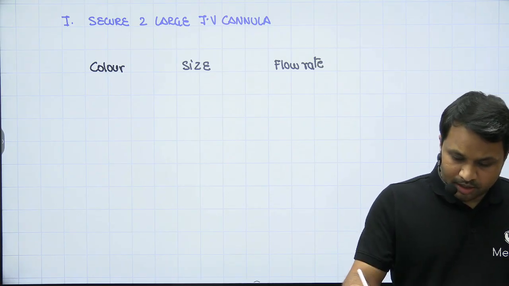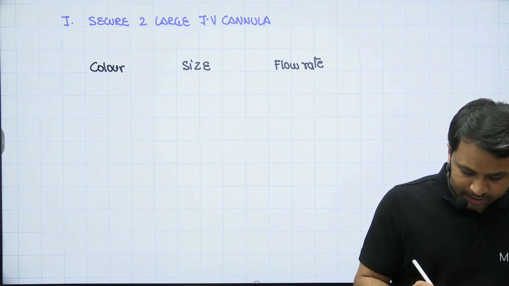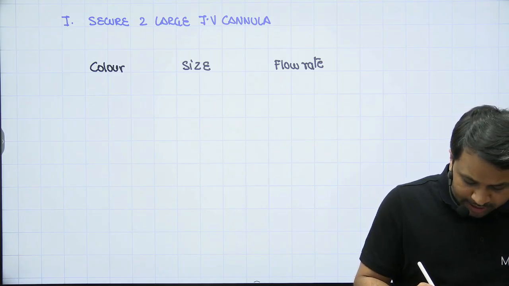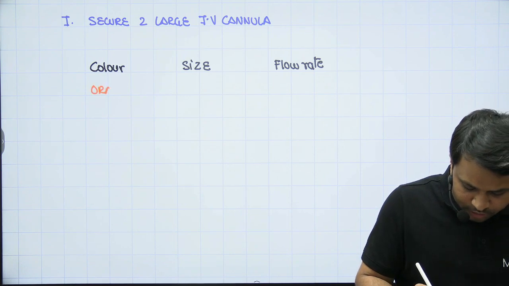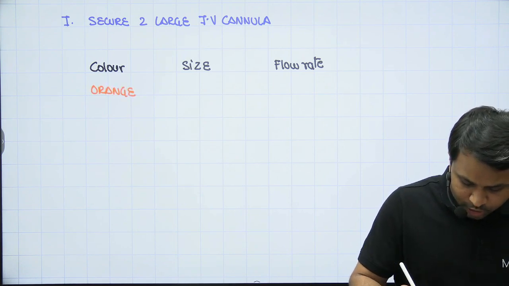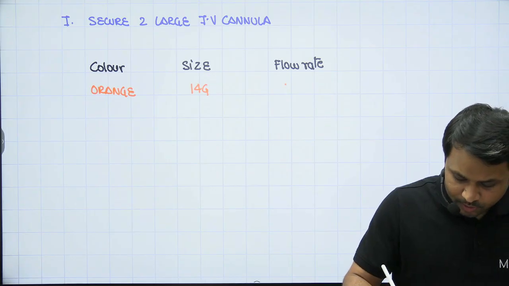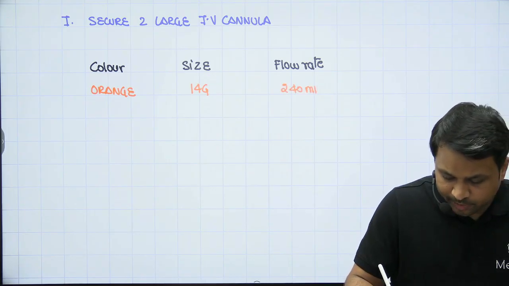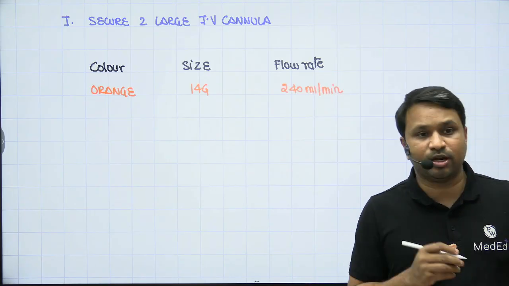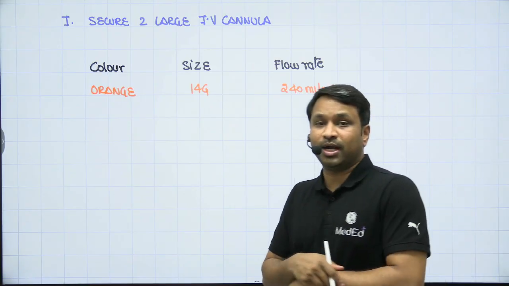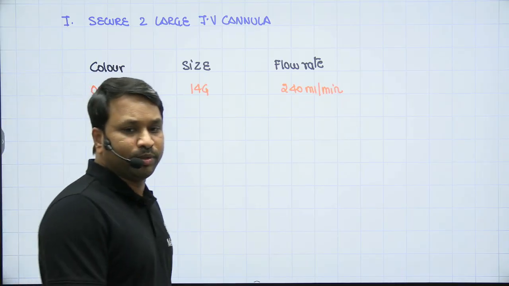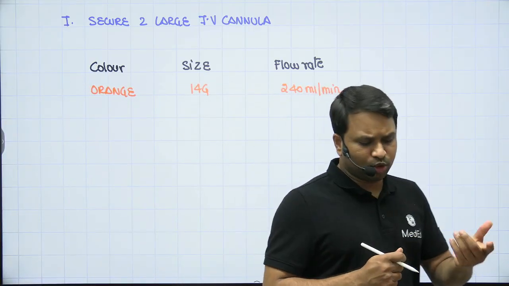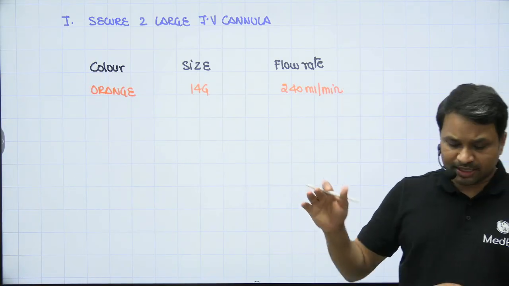Right? Now, the biggest one that you have is going to be the orange colored cannula, which is a 14 gauge needle with a flow rate of 240 ml per minute. That means if I secure an orange cannula, I will be able to push the fluid at 240 ml per minute. In simple context, half a liter of fluid can be given within 2 minutes. Okay? So we have the orange colored cannula, 14 gauge.